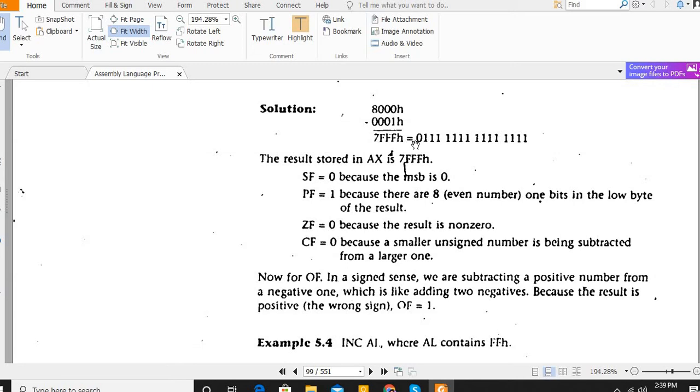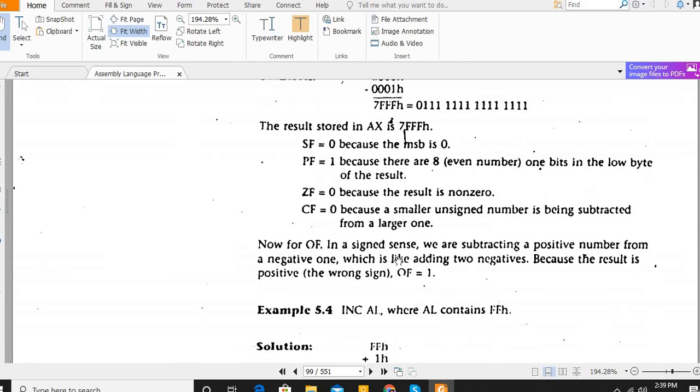So when you are adding two negative numbers but your result is positive, you see here 7FFH, the first bit is 0, MSB is 0, that means it's a positive number. So you are adding two negative numbers and it should also be a negative number, but after finishing your operation you see the result is not a negative number, it's a positive number, so the sign changed. So if your sign has changed, then the overflow flag register will be 1, okay.